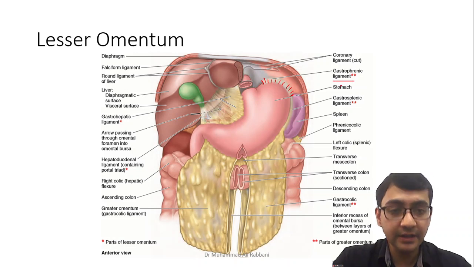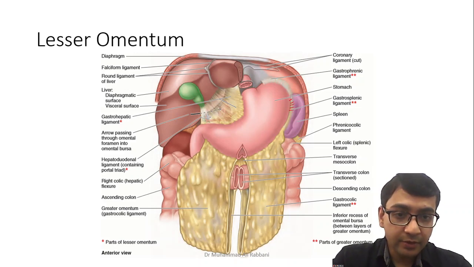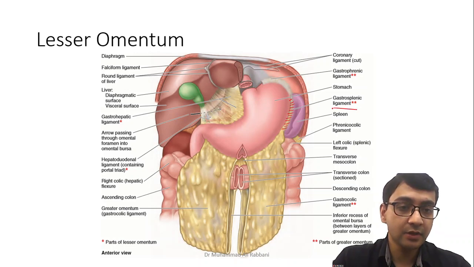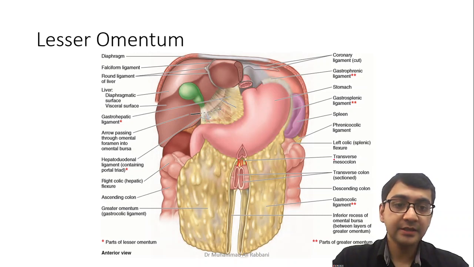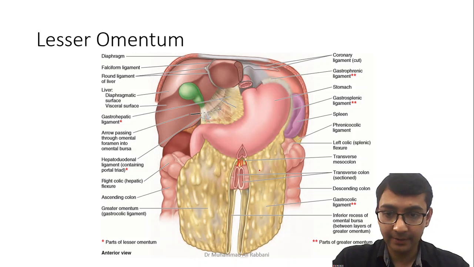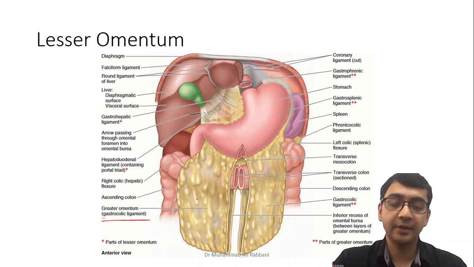This gastrophrenic ligament was originally this peritoneum. Now we call it the gastrophrenic ligament. Then the part of the peritoneum that is between the stomach and the spleen is now known as the gastrosplenic ligament. Now the part that is between the stomach and the transverse colon, especially the posterior layer, is now known as the gastrocolic ligament.